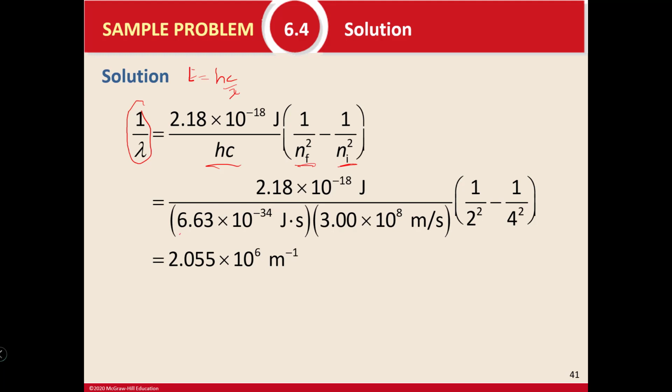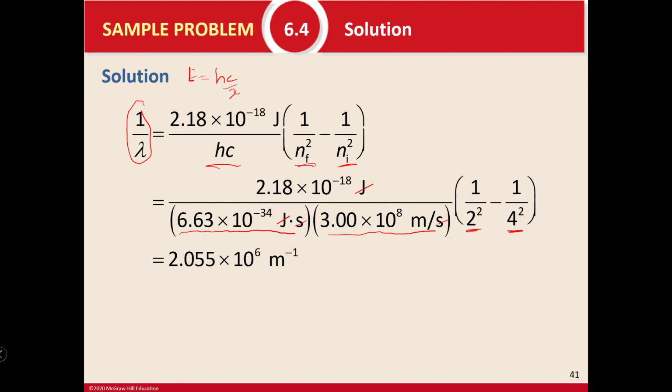So Planck's constant, you're going to have that memorized. You're going to have the speed of light memorized. And the final is the lower energy level, and the initial is the higher energy level. That's got to be the case if it's emission. And then let's watch the units here. This joule and this joule cancel out. This second and this second cancel out.